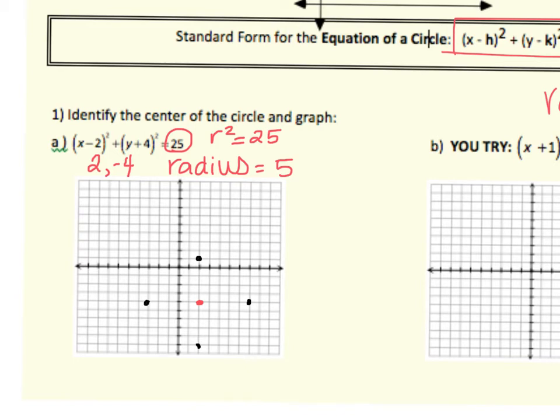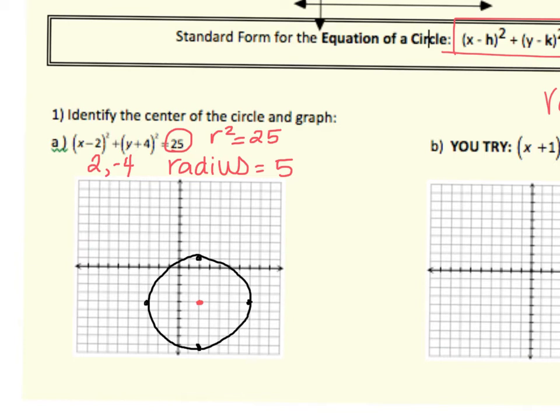Okay, so now I've got the distance of 5 in each direction, and now I'm just going to sketch the circle here. Do the best I can. Okay, that's not half bad. All right, so that's how you would sketch the circle. So you plot the center point and then count up, right, left, and down to plot the radius and then connect all the points in a circle.